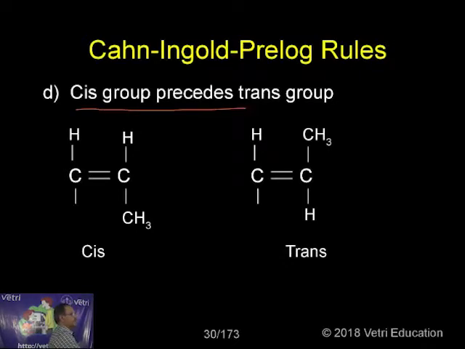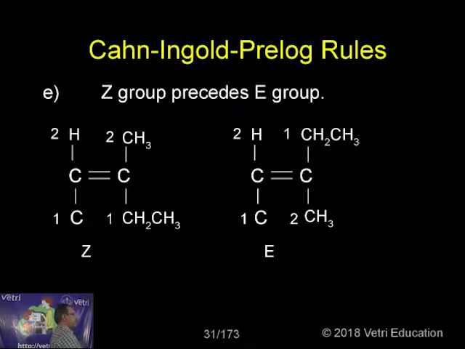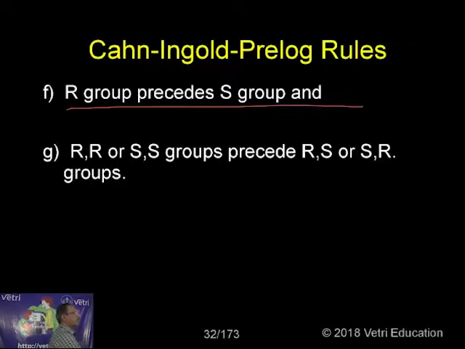In the same way, cis group precedes trans group. That means if there is a cis and a trans among the groups present, cis takes priority over trans. In the same way, Z group takes priority over E. And lastly, R group takes priority over S group.